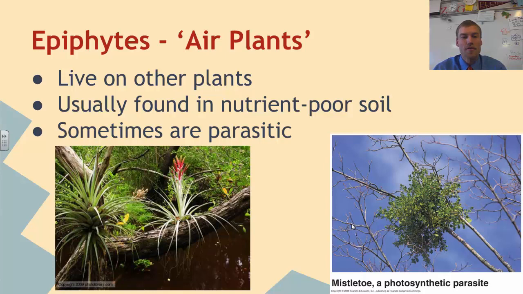And then we have epiphytes, which are known as air plants. Again, these are usually found in nutrient-poor soils. A lot of these are found in the jungles. Jungles actually notoriously have very nutrient-poor soils because there's so many plants growing there that they absorb the nutrients really, really quickly. But there are some other epiphytes that can be found in other places other than jungles. Epiphytes means air plants, and these are plants that live on other plants. So they literally are growing on other plants. Sometimes they're parasitic, but other times they can be commensalistic or mutualistic.